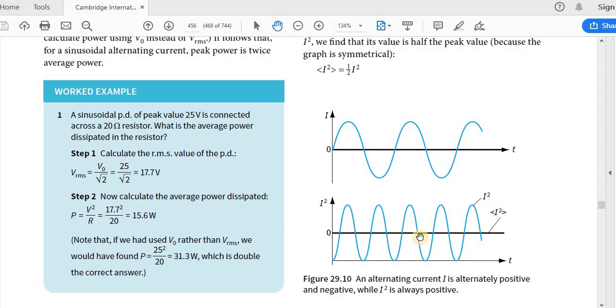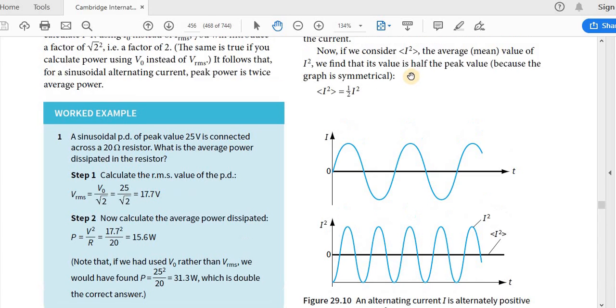And you can see, now if this was 2 and here it was 1, here it's 0. So 0, let's say 1, 2. Then if you take half of 2, that is 1, which is this one, right? So here we can say the mean value of I squared is half the peak value of I squared. So that's what they say here. Now if we consider I squared, which is this one, with this, which is the average mean value of I squared, we find that its value is half the peak value, because the graph is symmetrical.